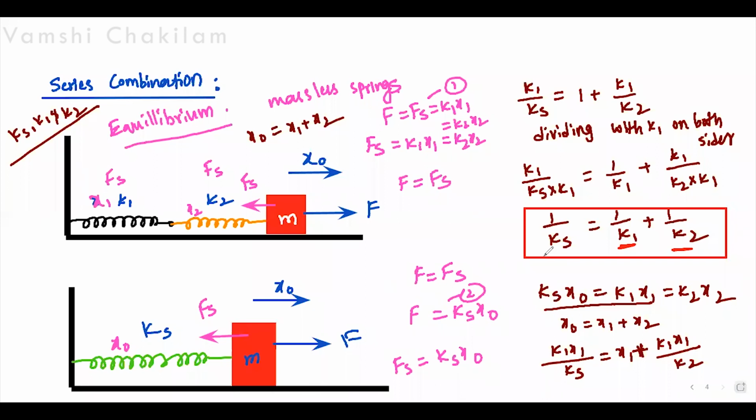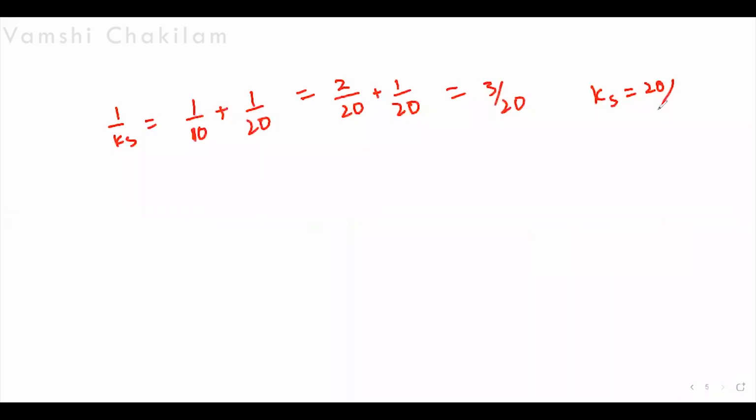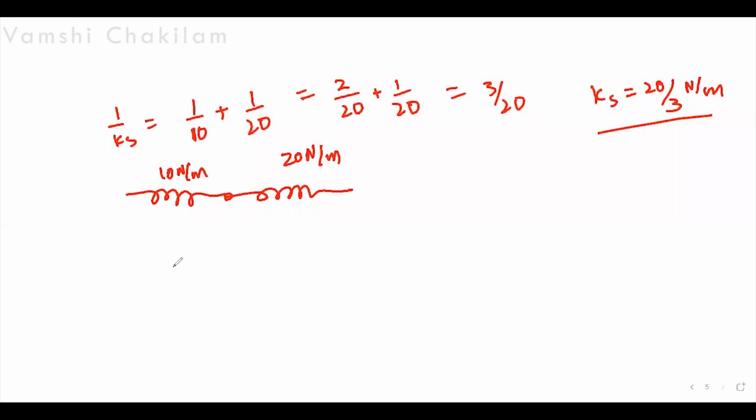Very simple calculation part here. 1 by Ks is equal to 1 by 10 plus 1 by 20, which is 2 upon 20 plus 1 upon 20, that is 3 upon 20. Take the reciprocal: Ks is just 20 by 3. So, Newton per meter. Instead of using these two springs together, K1 10 Newton per meter, K2 20 Newton per meter, we can use a single spring of 20 by 3 Newton per meter. You are able to understand, my dear children?